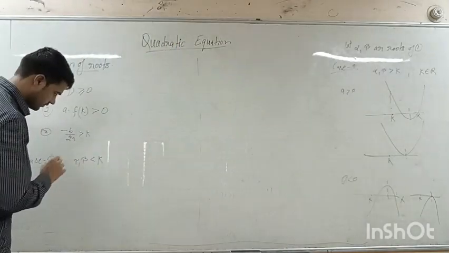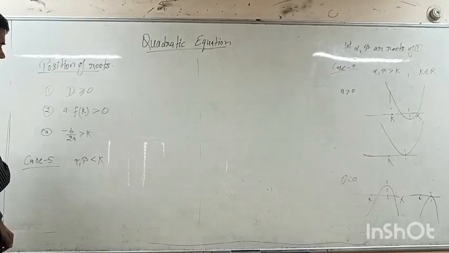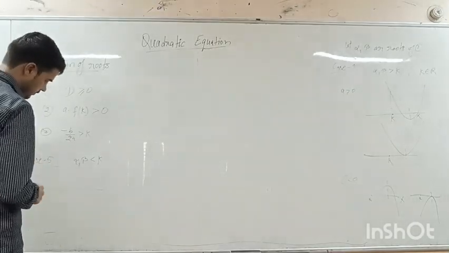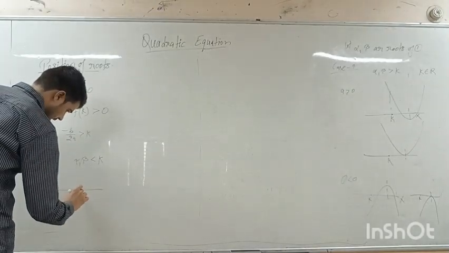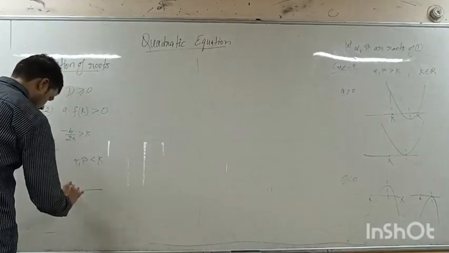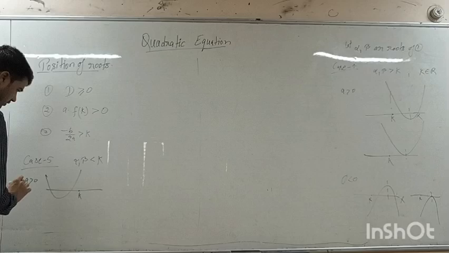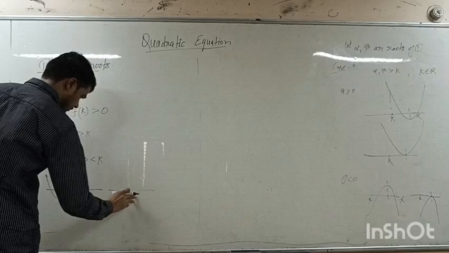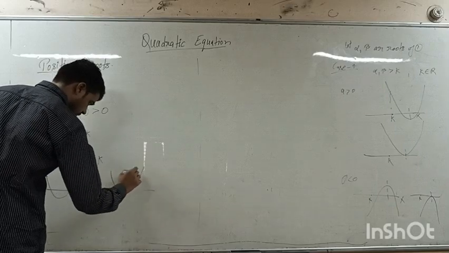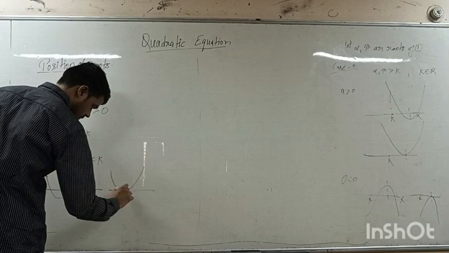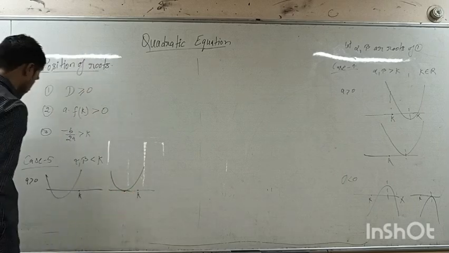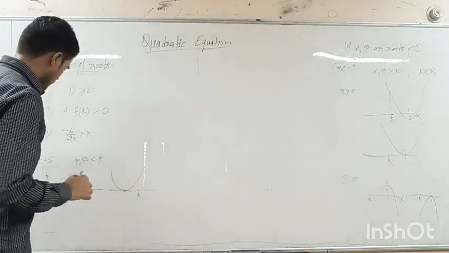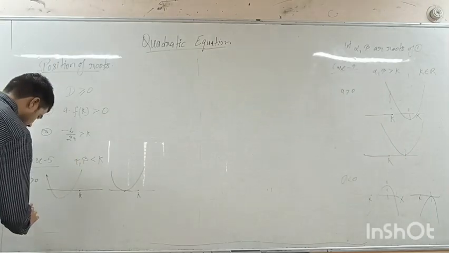So here what we know is alpha and beta are less than k. So we will draw that here is k. The graph can be like that if a is greater than 0, or the graph can be, meaning if the roots are same, here if k is here, okay. Or a can be less than 0.